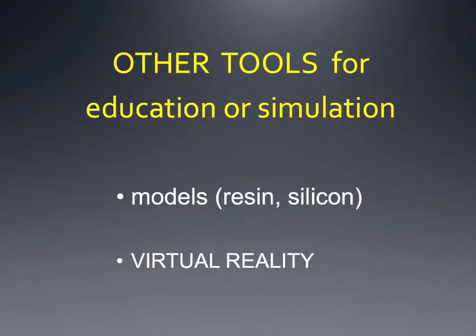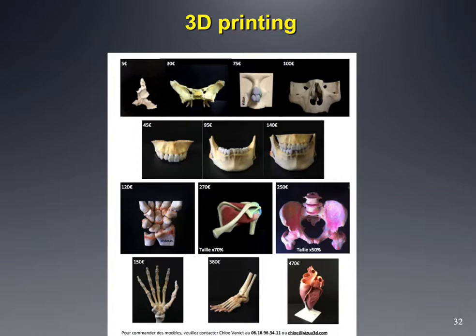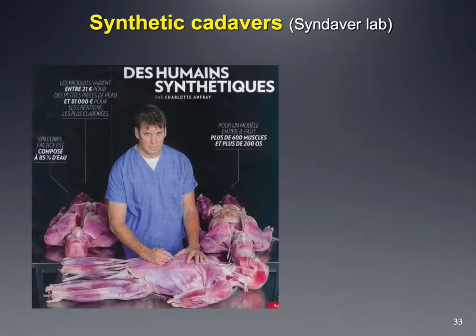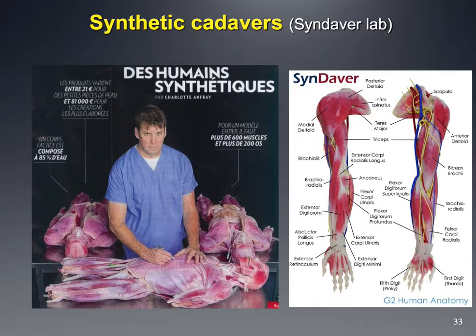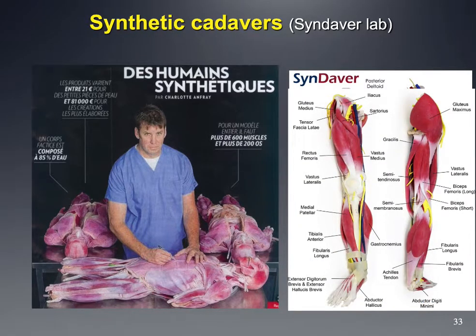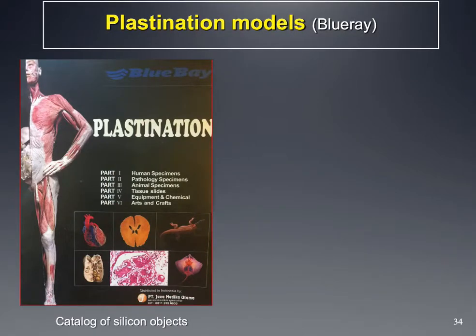You have also other tools for education of simulation. And these tools are mainly models and tools of virtual reality. The 3D printing models could be very interesting for learning, and you can see a set of those anatomical objects, which are 3D printed in color, including the skeleton, including the heart. You have also synthetic cadavers, which could be available. You see here the upper limb with the nerves and the vessels, the lower limb. But indeed, the best solution is a plastination model.